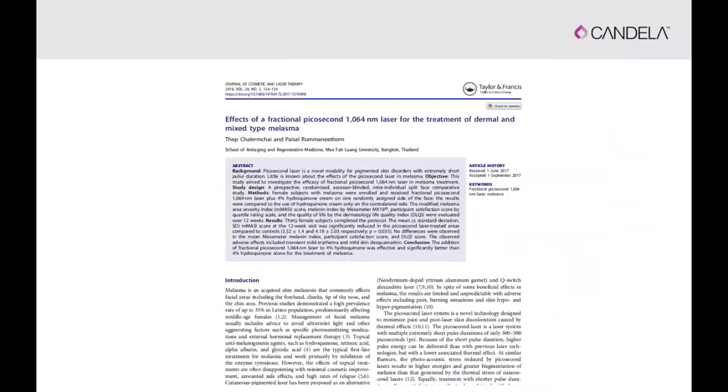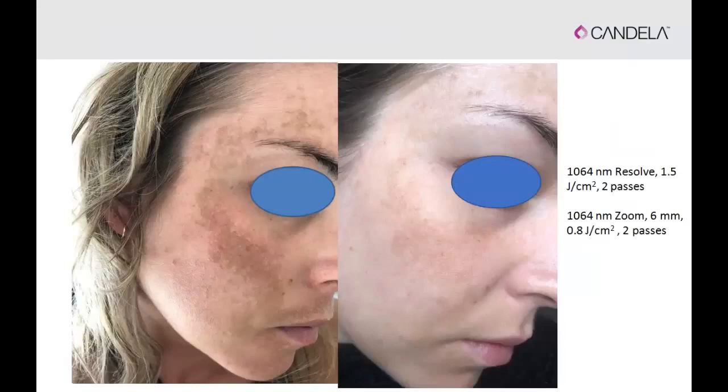Now, this is not my paper, but I was very pleased to see this paper published recently, and I would encourage you to read it. Colleagues from Thailand have already published on their experience, which is comparable to ours, except they use only the Resolve handpiece with very nice results in clearance of melasma. And we're going to be publishing our series 2, so we understand more on how to use the PicoWay in melasma.